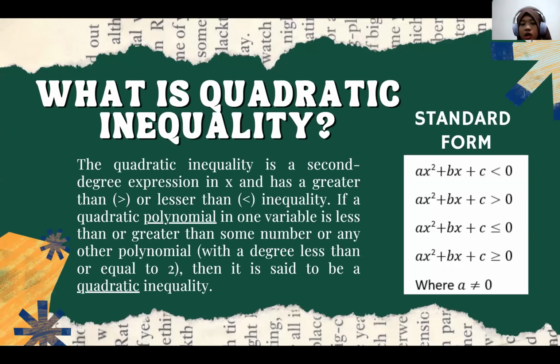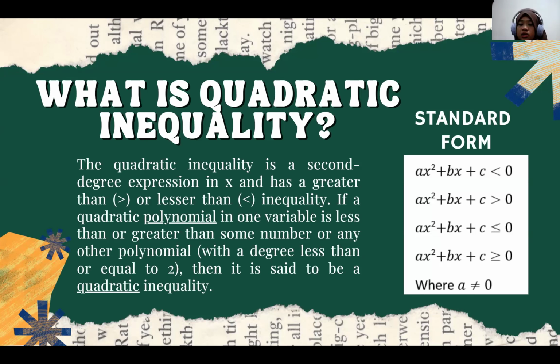So we have to move to the second one, which is quadratic inequality. So what is quadratic inequality? The quadratic inequality is a second degree expression in x and has a greater than or less than inequality. If a quadratic polynomial in one variable is less than or greater than some number or any other polynomial with a degree less than or equal to 2, then it's said to be a quadratic inequality.